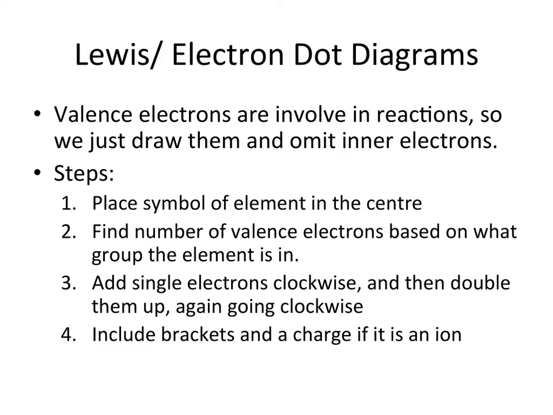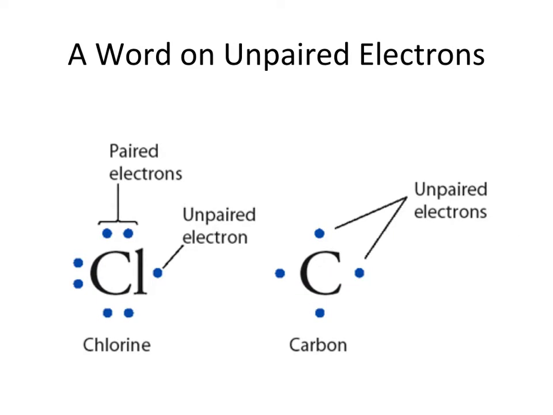All right, now we can also have a different type of diagram. It's called the Lewis or electron dot diagram, and basically it just shows the valence electrons, because the valence electrons are the things that are involved in chemical reactions. So it's a lot more simple because we don't have to draw all the inner electrons or the nucleus. We simply put the symbol in the middle and surround it with the number of valence electrons. Again, if you're dealing with an ion, include brackets.